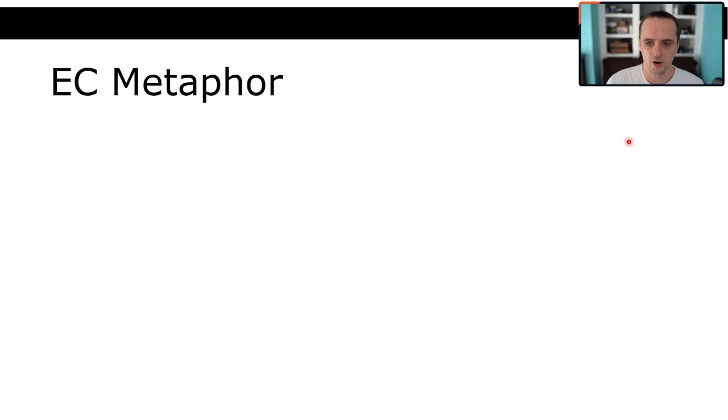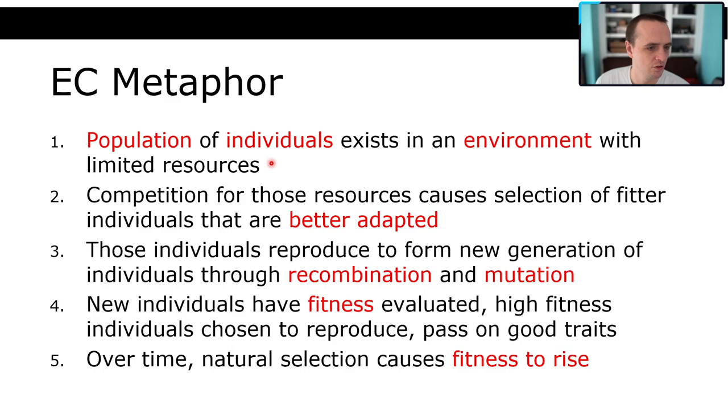So again, we have populations of individuals existing in an environment with limited resources. Competition for those resources causes the selection of individuals that are better adapted. These individuals reproduce to form new generations of individuals through recombination and mutation. The new individuals are going to have their fitnesses evaluated. Good fitnesses are chosen to reproduce and pass on their traits. Over time, ideally, this process causes overall fitness to rise.